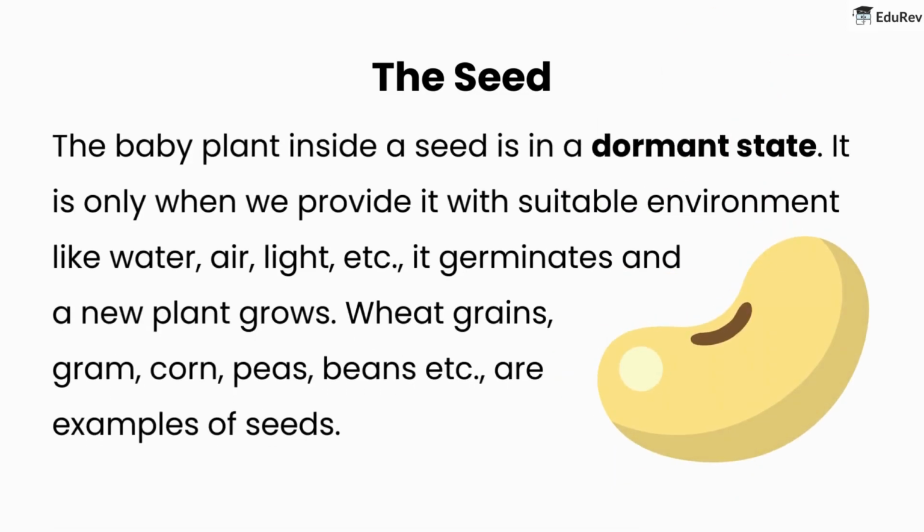The baby plant inside a seed is in a dormant state. It is only when we provide it with a suitable environment like water, air, light, etc., that it germinates and a new plant grows. Wheat grains, gram, corn, peas, beans, etc., are examples of seeds.